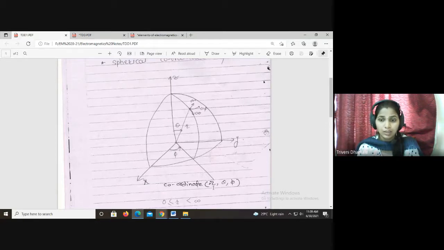Don't replace here r and rho. That rho belongs to only cylinder. You can change that r to rho, that is r, phi, z or rho, phi, z. But in spherical coordinate system, there are the fixed coordinates r, theta and phi. This r is the radius of the sphere, theta is the elevation angle, and phi is the azimuth angle. Okay, so please remember these two angles.